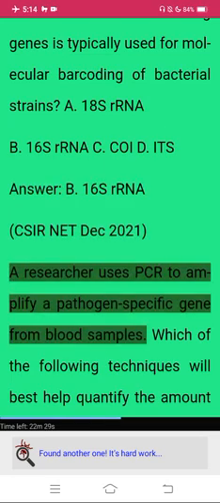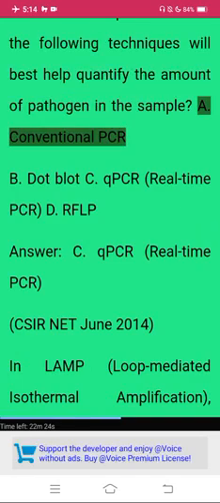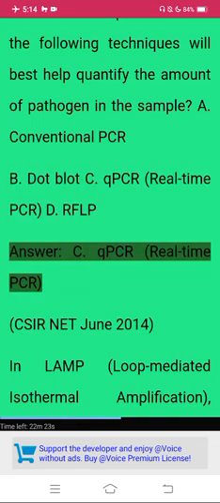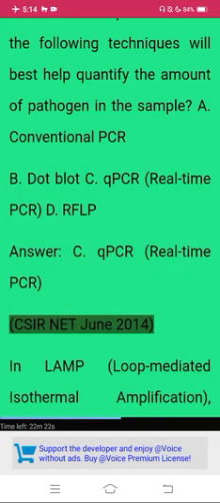CSIR NET December 2021. A researcher uses PCR to amplify a pathogen-specific gene from blood samples. Which of the following techniques will best help quantify the amount of pathogen in the sample? A. Conventional PCR. B. Blot. C. qPCR, real-time PCR. D. RFLP. Answer: C, qPCR, real-time PCR.